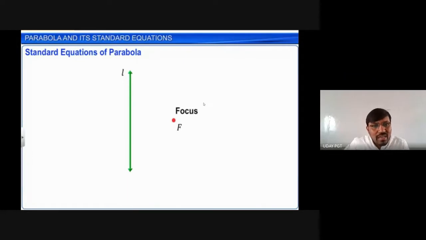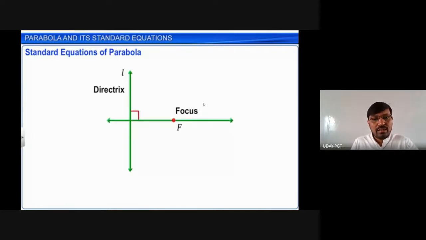So that fixed point, whatever we are taking, we call it a focus, and that fixed line, whatever we are taking, we call it a directrix. And the line which is passing through the focus and is perpendicular to the directrix is called the axis of the parabola, which is the symmetrical line, means the parabola is symmetrical about this line. This is called the axis, and the intersection point of the parabola and this axis is called the vertex. This is the vertex.